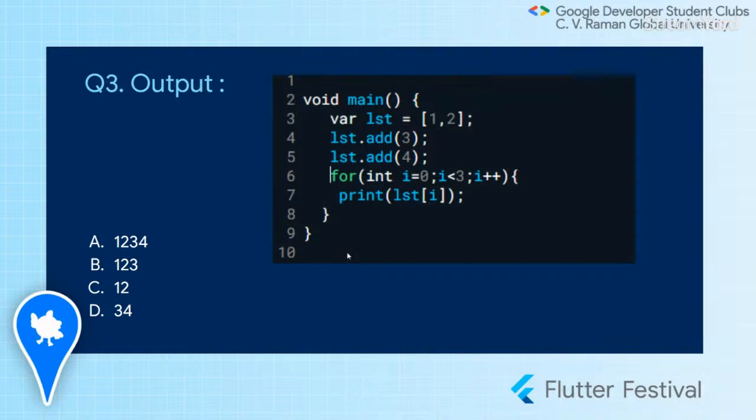This is another question in which you have to tell the output. There's a list and a for loop. If there is confusion with the question number, you can also type the options, like if it is 1 2 3 4, then 1 2 3 or 1 2 3 4.